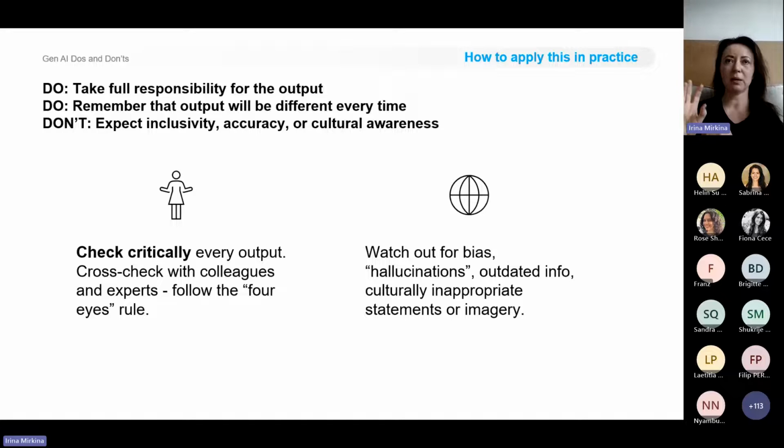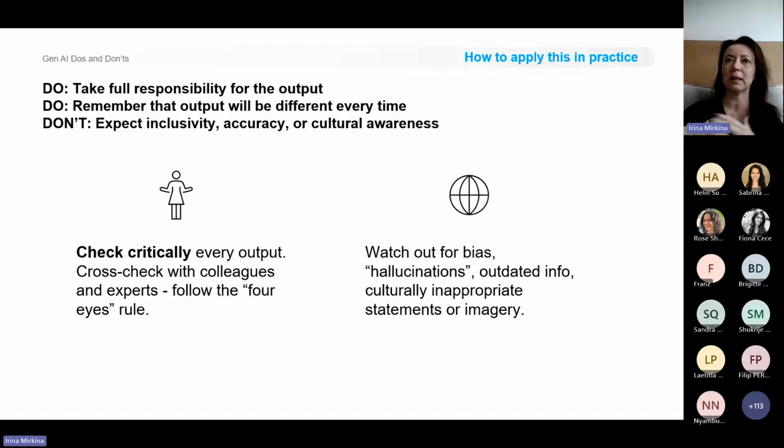Check the outcome and look at it critically, evaluate cultural biases as well as accuracy. And if you can, if you have the time and the opportunity, try to follow the 4 eyes rule or many eyes. I'm not going to make assumptions about how many eyes you might need, but cross-check with colleagues and experts.